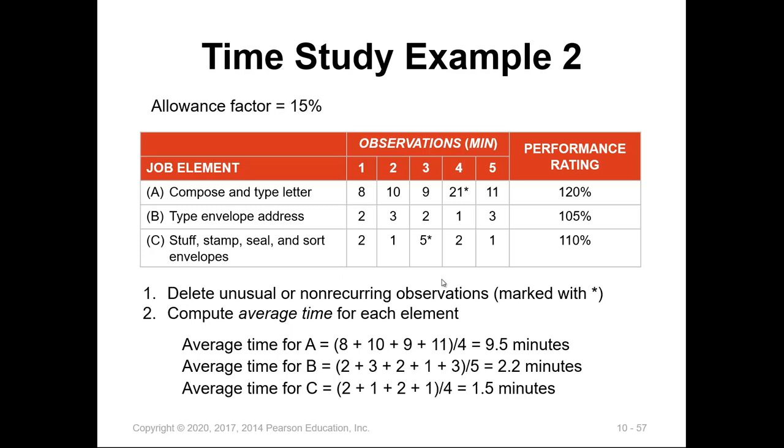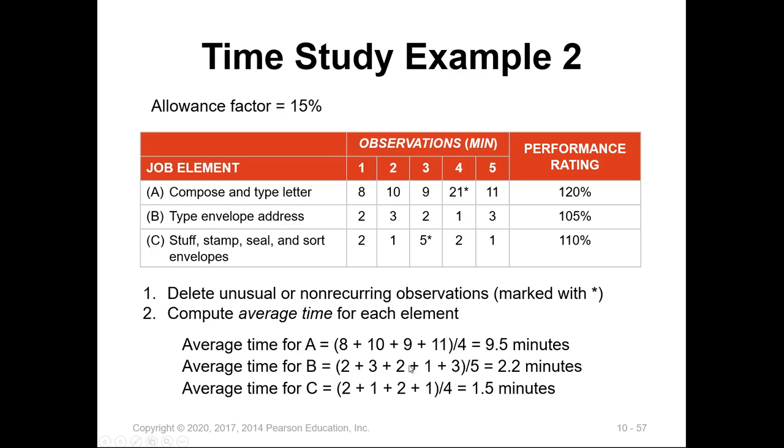The average time for each element will be calculated as indicated in the slide. Then we move on to compute the normal and the standard time. If you look again, the average time for element A will equal only 4 observations, and that's why we divided by 4. So we have 8 plus 10 plus 9 plus 11 divided by 4, and the average time was 9.5, which is again within the range.